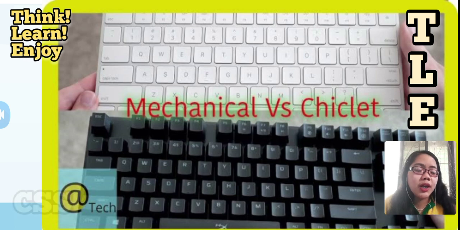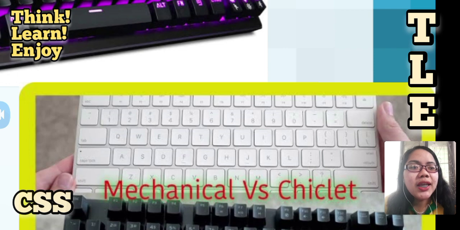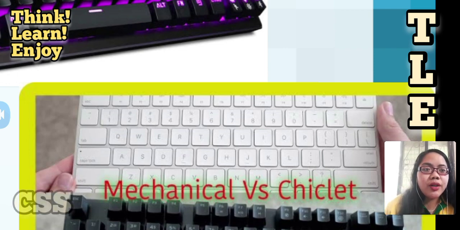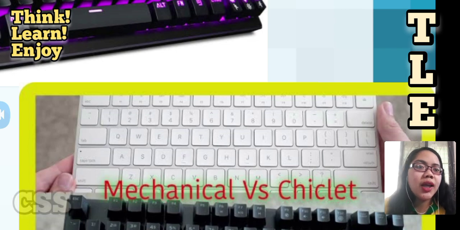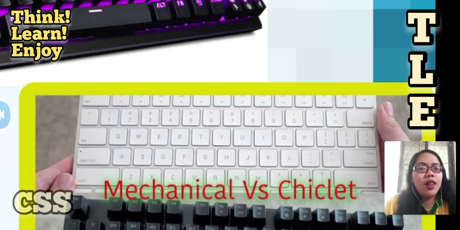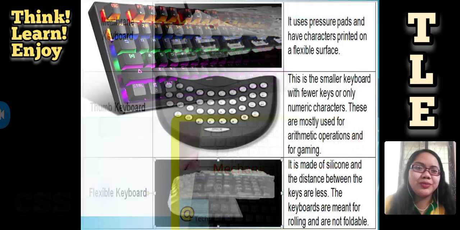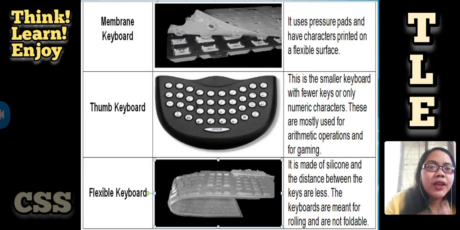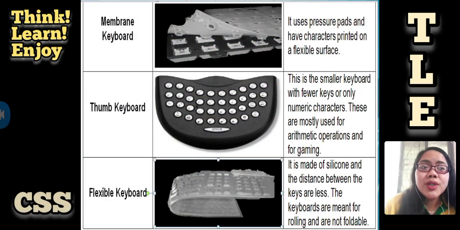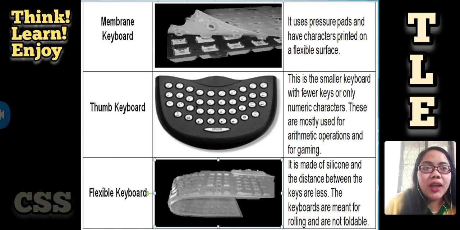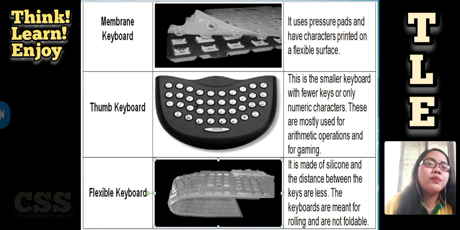Hindi naman sobrang ingay pero matunog. When we are talking about the chiclet, ito yung mga squared with rounded edge. So, ito ay karaniwan natin ginagamit sa mga laptops. Ayan. Next natin, the membrane keyboard. Uses pads and have characters printed on a flexible surface.